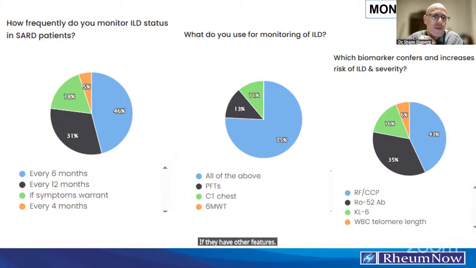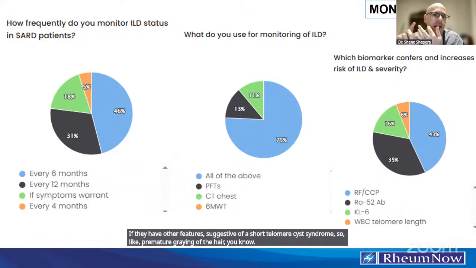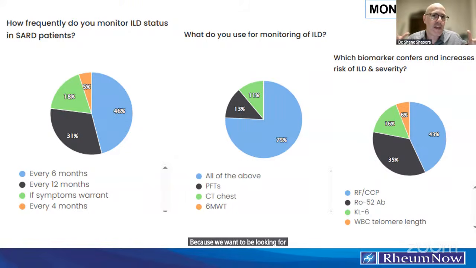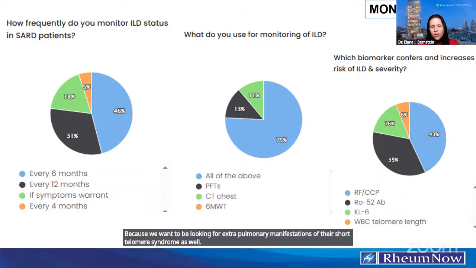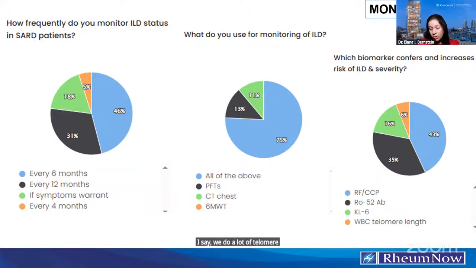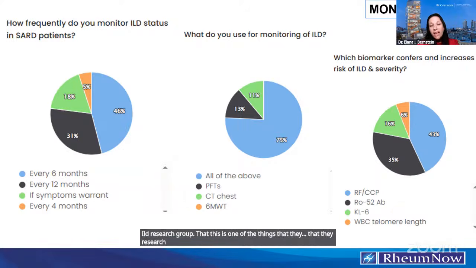And we certainly do send people for telomere testing if they have other features suggestive of a short telomere syndrome, like premature graying of the hair, cytopenias, history of liver disease, or family history of any of those things, because we want to be looking for extrapulmonary manifestations of their short telomere syndrome as well. We do a lot of telomere testing at Columbia because we are a pulmonary ILD research group, and this is one of the things that they research.